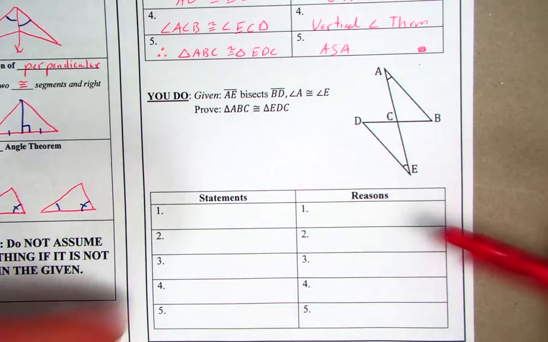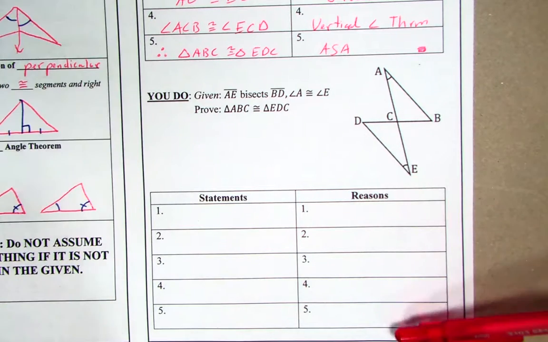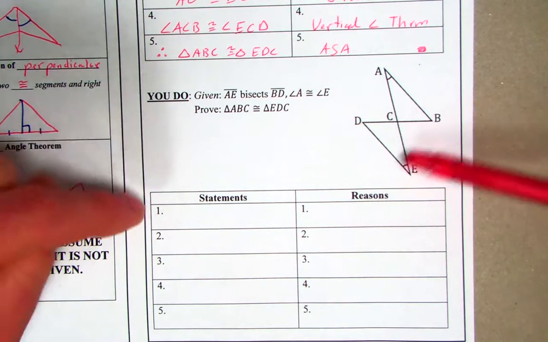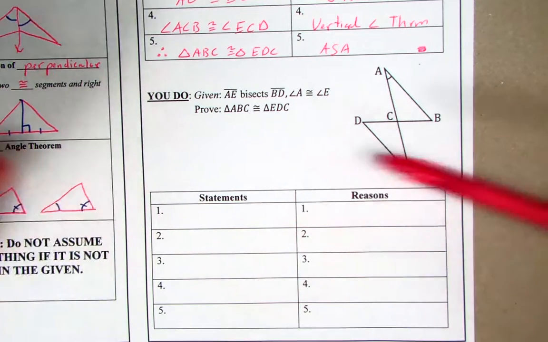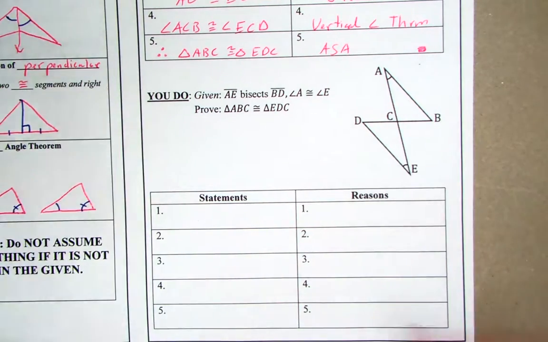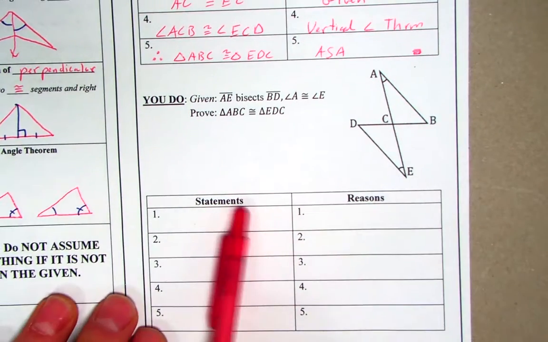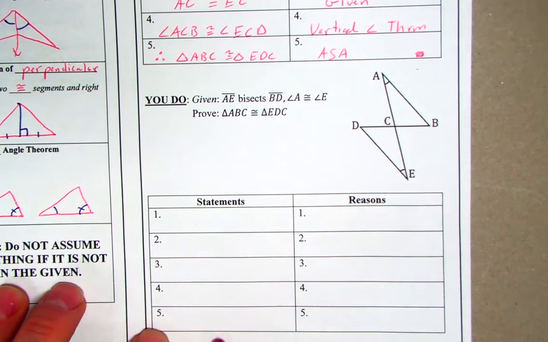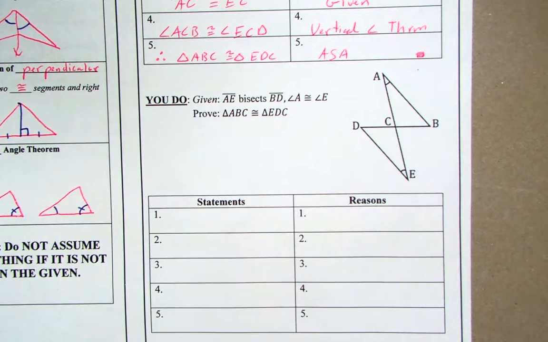All right, you do this one. When you come to class, I'll just check that you have it done. But you should have, just because I left 5 spaces doesn't always mean it's going to be 5 steps. But in this case, you should be filling up all 5 spaces. All right, so that's it. I'll see you in class.